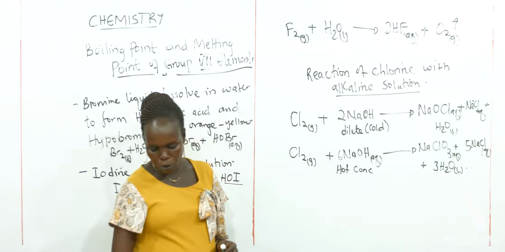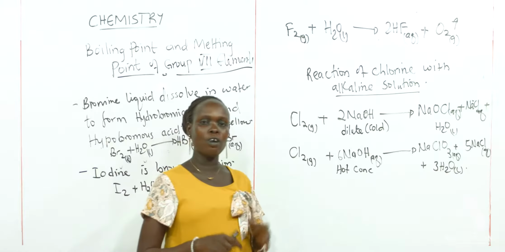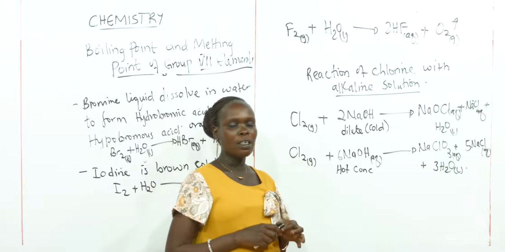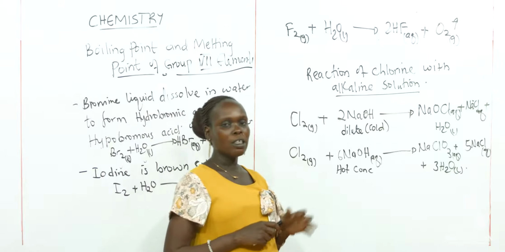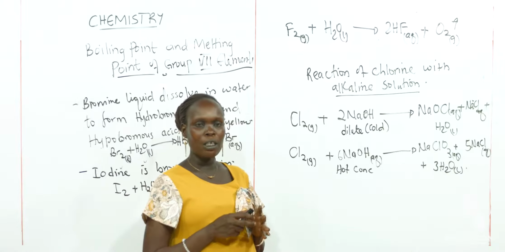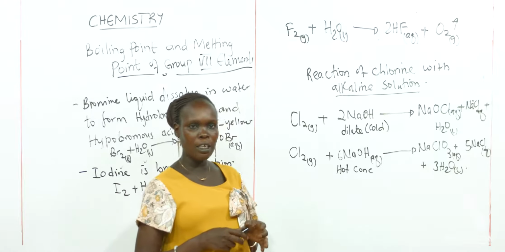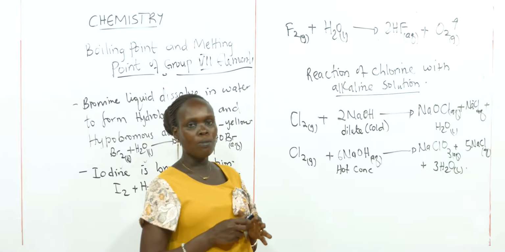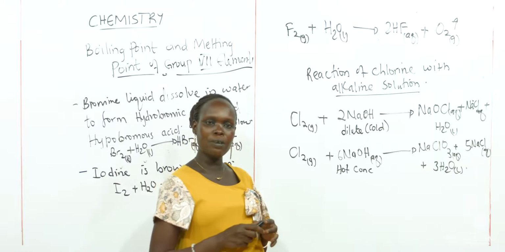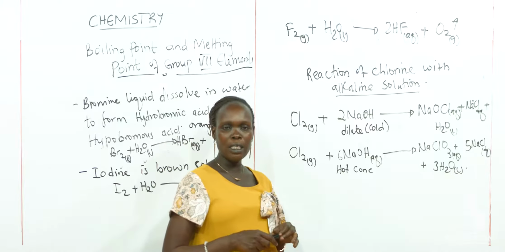So learners, we need to remember that the reactivity of group 7 decreases as you move down the group. It means the first element is the most reactive, compared to the last element, which is iodine, and we consider it as the least reactive.